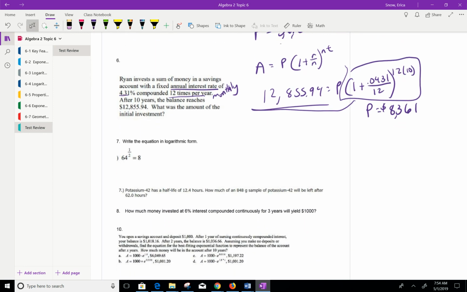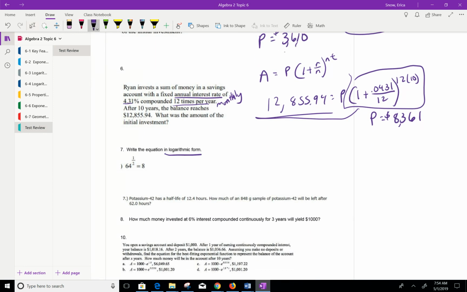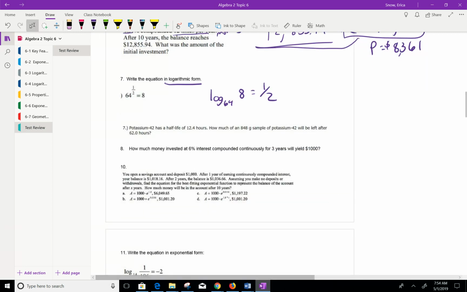Okay, so now for 7, we're going to logarithmic form. So we would write this as log base 64 of 8 is 1/2. Okay, 7, potassium has a half-life of 12.4 hours. How much of an 848 gram sample of potassium will be left after 62 hours?